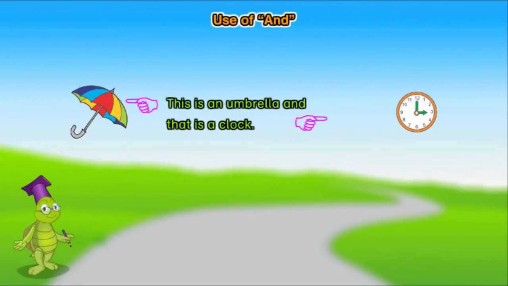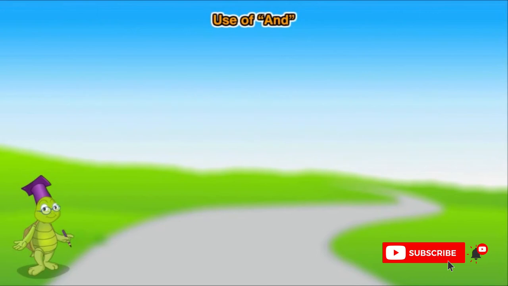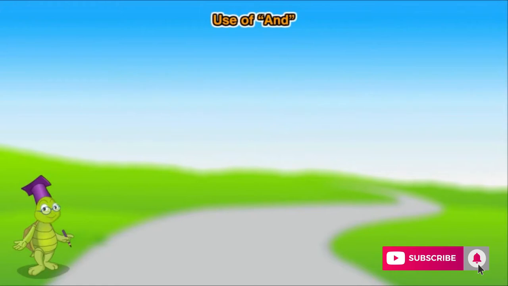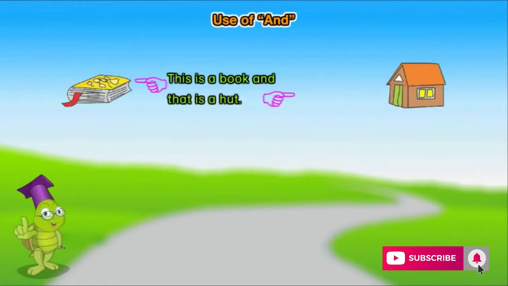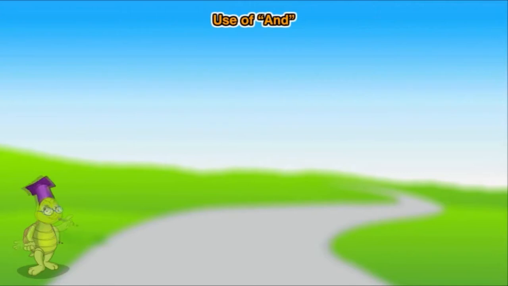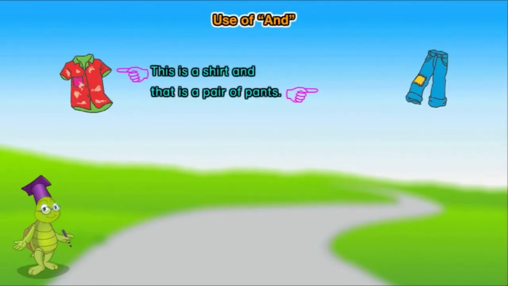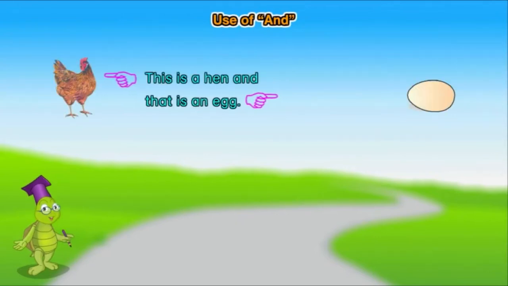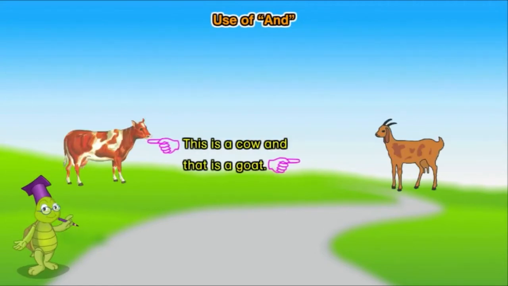Use of and. This is an umbrella and that is a cloth. This is a flower and that is a lamp. This is a book and that is a heart. This is a shirt and that is a pair of pants. This is a log and that is a tree. This is a hen and that is an egg. This is a cow and that is a goat.